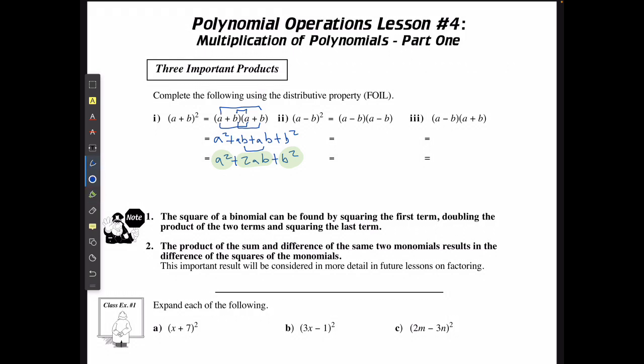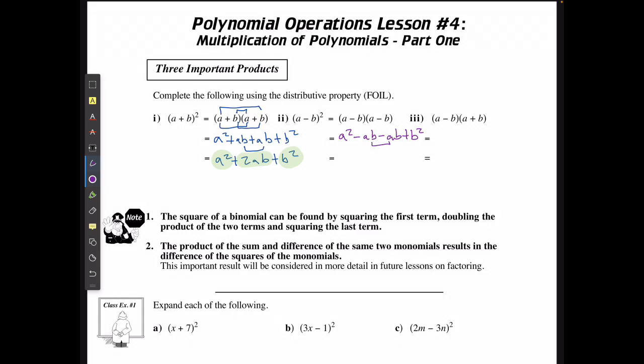I go to the next example. I'm going to FOIL it out again. A times a gives me a squared again. A times negative b is negative ab. Negative b times a is once again negative ab. And negative b times negative b gives me positive b squared.